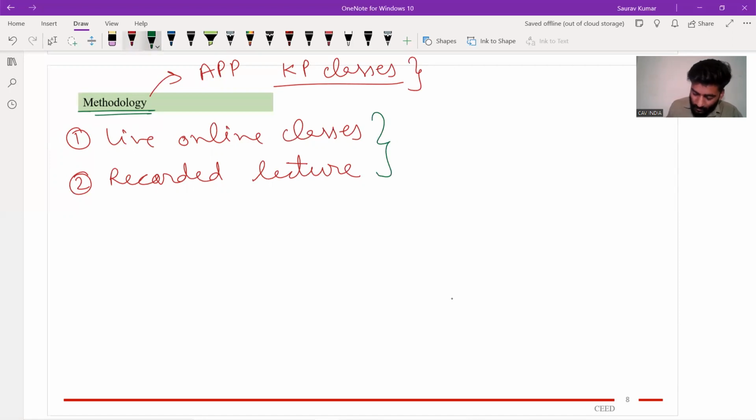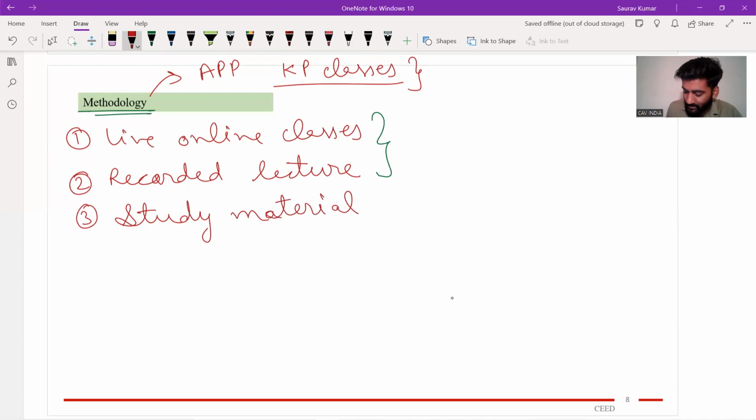Another thing is you will have study material. So for each module, for each topic, there would be study material, and that study material will include all the topics from basics to advanced. Most of the part will be covered in class. Those are, you can say, for some additional knowledge. So all these three things together will work for developing your knowledge, all the details.